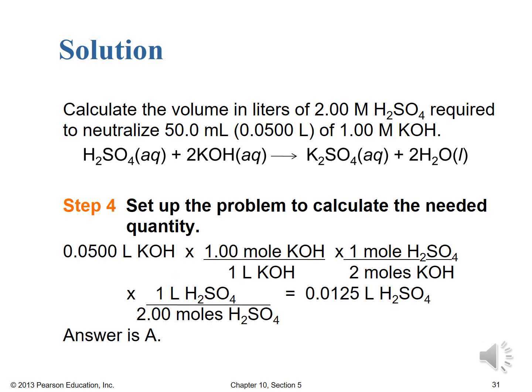And finally, in step 4, we can set up our problem to calculate that needed quantity with the actual values. So we get 0.0500 liters of KOH times 1.00 moles KOH per 1 liter of KOH solution, times 1 mole of H2SO4 per 2 moles of KOH, times 1 liter of H2SO4 per 2.00 moles of H2SO4 from the concentration given in the problem. And if we do that all correctly, we should end up with a result that is 0.0125 liters of H2SO4 solution. So the correct answer choice here was choice A.